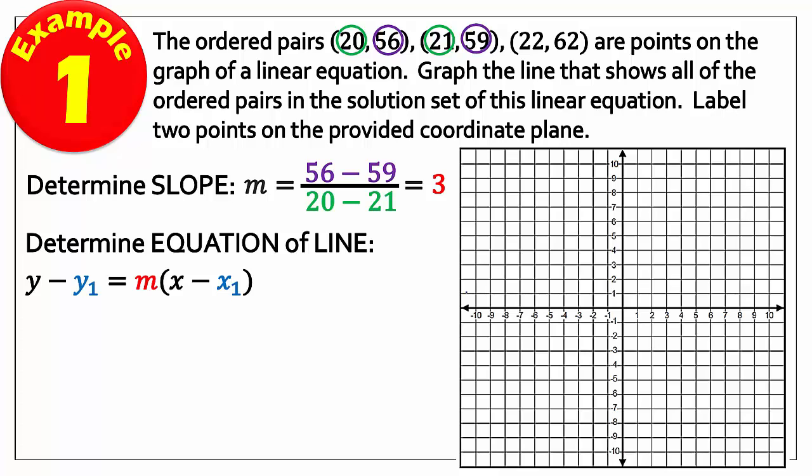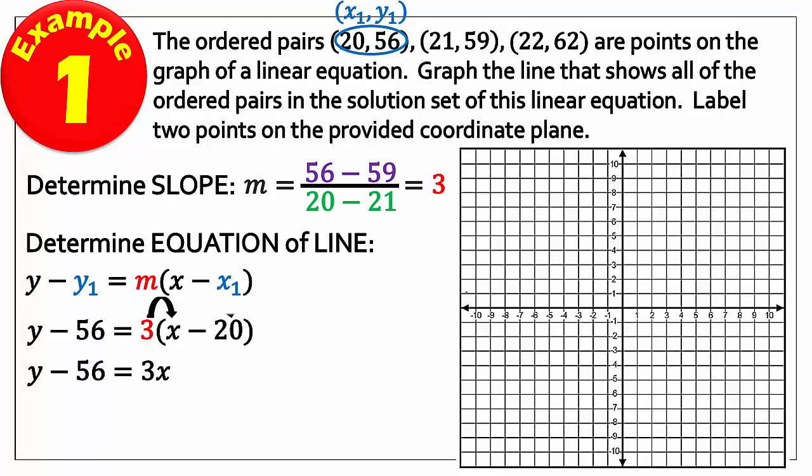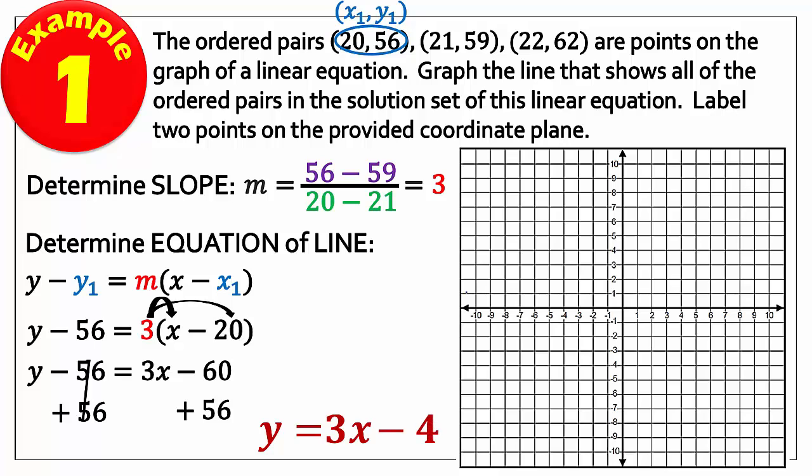Now we need to figure out the equation of the line. So in other words, we need to figure out what the y-intercept is, that sort of thing. So what we're going to do is we're going to have our x1 and our y1. So pick any 1 point. That's fine. Nice and simple. So I'm going to do y minus 56 equals 3 times x minus 20. Okay, distribute that 3. So you have y minus 56 equals 3x minus 60. Add your 56 to both sides, and that gives you that equation.